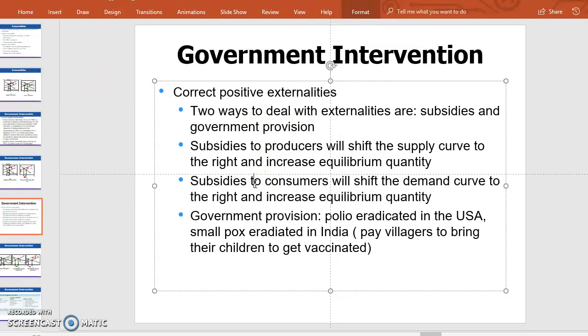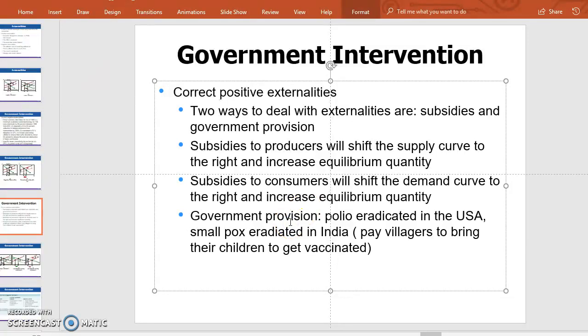Or the government can give subsidies to the consumers, right? Which will shift the demand curve to the right and increase the equilibrium quantity. So when consumers get subsidy, they will consume more. So here the government pays money to the consumers to encourage them to consume more. This will shift the demand curve out, and this also will result in higher equilibrium quantity. Solve the problem of under allocation.